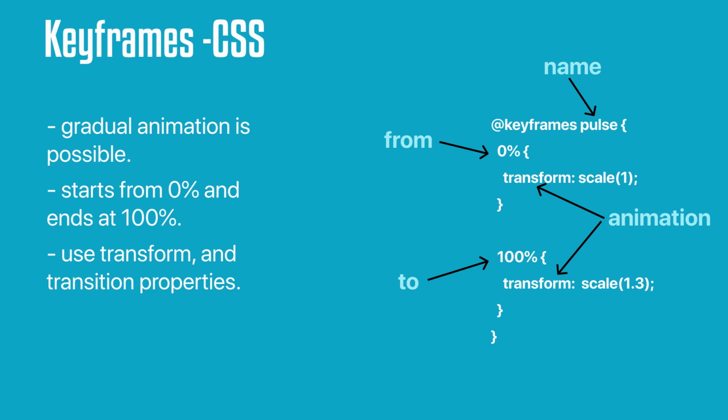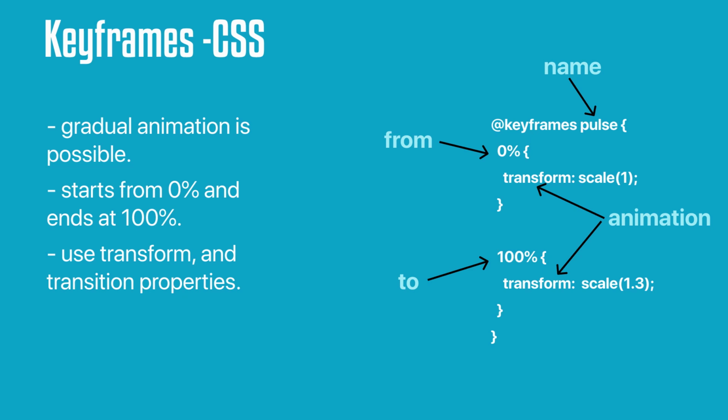So keyframes is another CSS property for animation. It allows you to create gradual animation. It always starts with 0% and ends at 100%. You can stagger your animation according to a percentage, for example 0 to 50, then 50 to 100, or you can break it up into smaller chunks like 25%, 50, 75 and 100. Now you can use any of the transition elements like transform, transition, opacity, rotate, and so on.